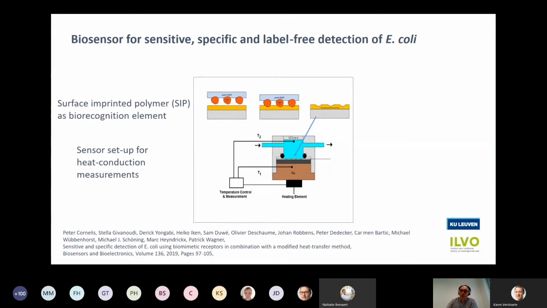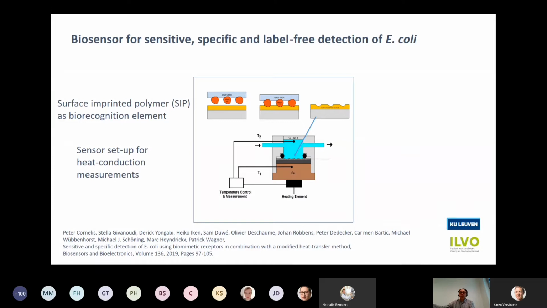And this biosensor is composed of two parts. You have the blue part, which is a flow cell in which the sample will be flown through, and you have the brown part, which is a transducer. And in this case, this is a heating element.